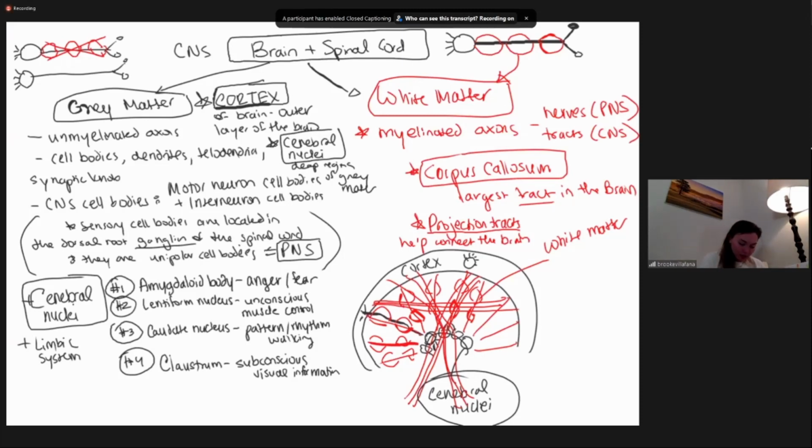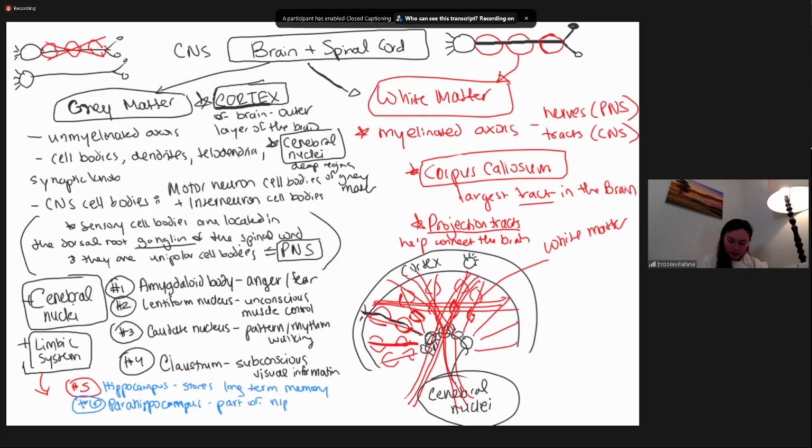Then we have the limbic system ones, which overlap, but with a few new ones. So I'll write them like this. So number 5, we have our hippocampus. Hippocampus stores long-term memory. Oh no, I shouldn't have done red. I have red for white matter. Let's do blue. Hippocampus is just part of the hippocampus, so there's no real function to it.